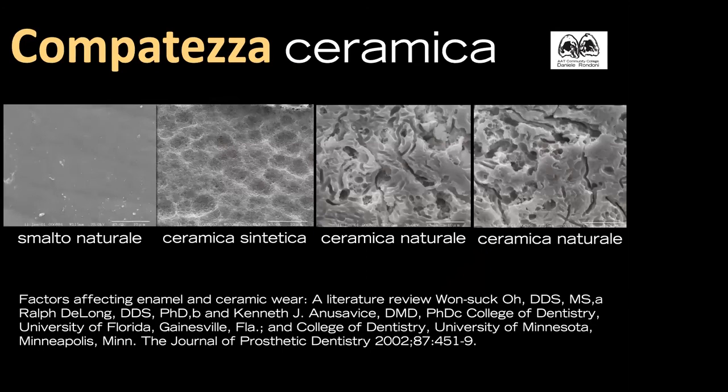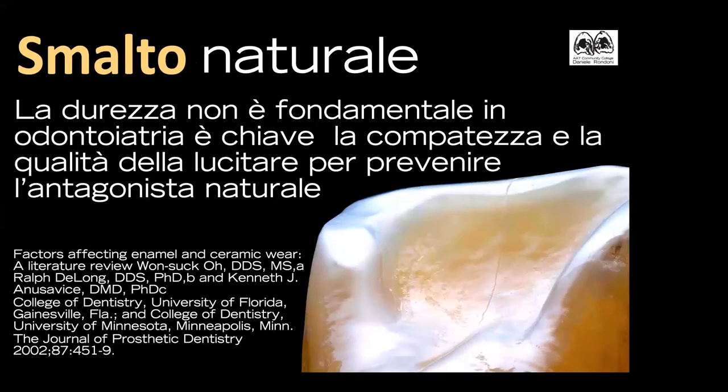There are many research projects. Here are 4 kinds of ceramics. Firmness of ceramic, a much more natural surface, closer to that of a natural glaze. Natural enamel, synthetic ceramic, natural ceramic, and factors affecting enamel and ceramic wear. We always want to produce the enamel that looks natural, like natural teeth.